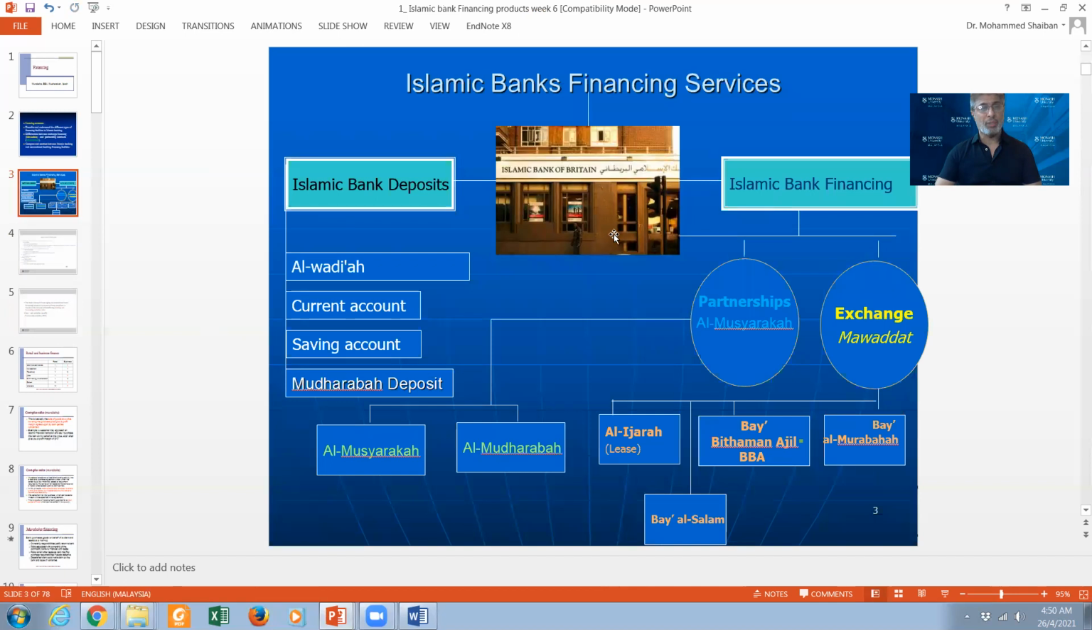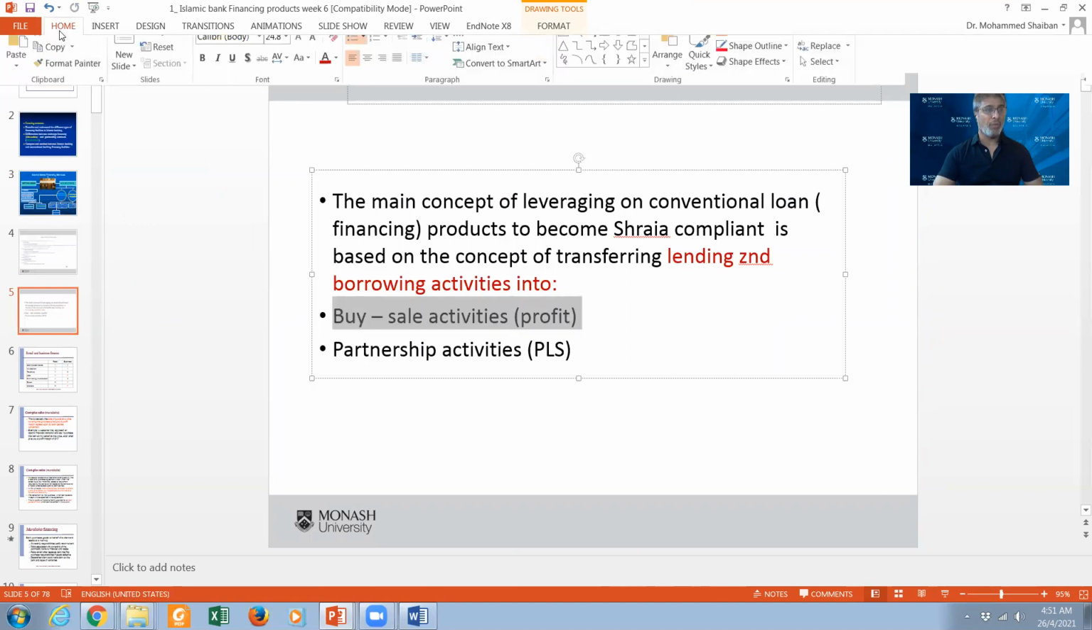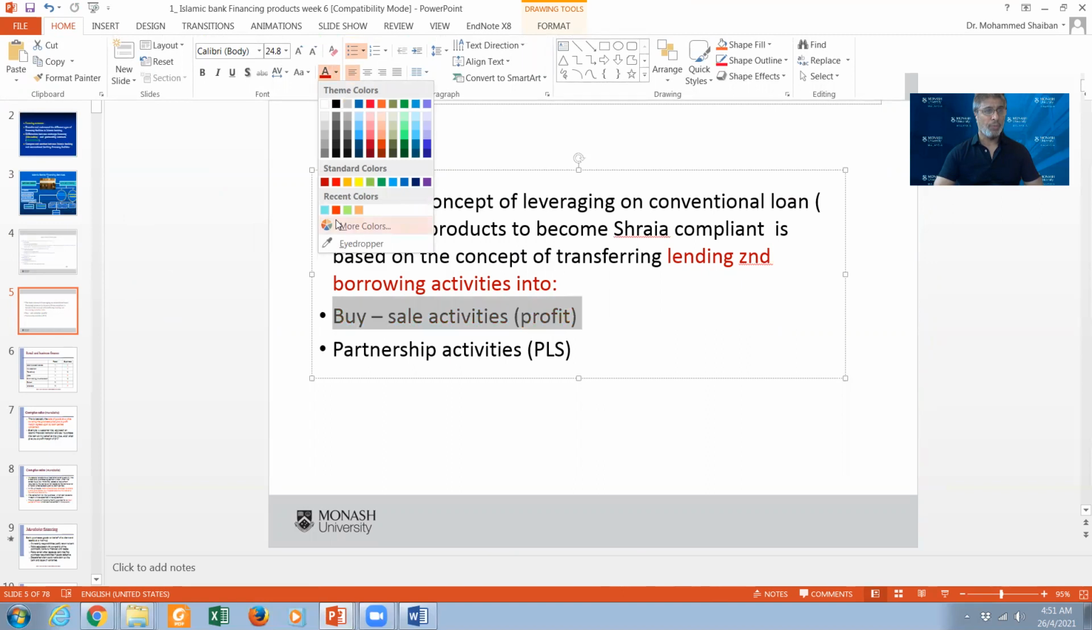Now, just to take you back to the Islamic Bank of Britain, which is my favorite example here. We already talked last week about it, but now when we talk about the exchange contracts, we can have this facility called Bay' Mal Murabaha, or BBA, as they use it in Malaysia, or you can talk about leasing, or salam, or istisna, which I didn't mention here. This is only for the exchange contract, which is coming from this concept, which is buy and sell based on profit.